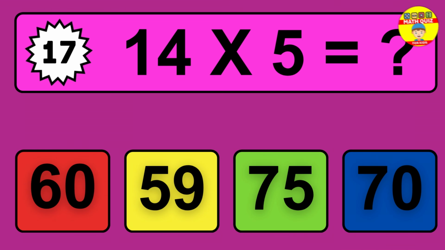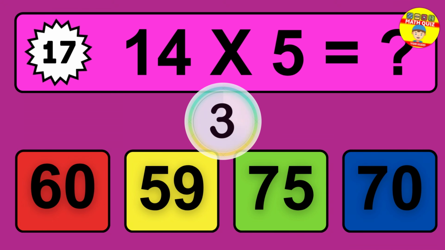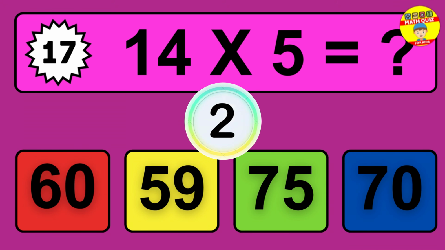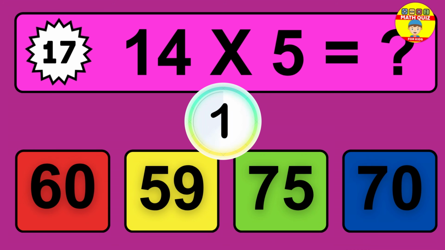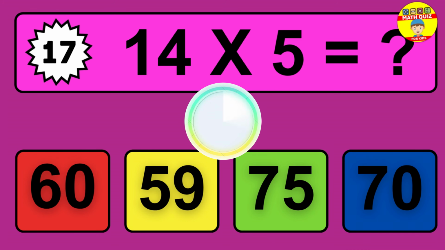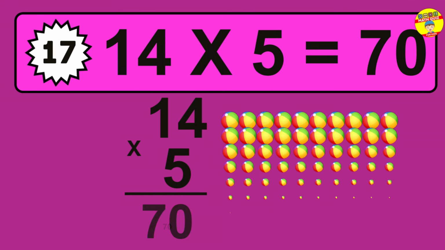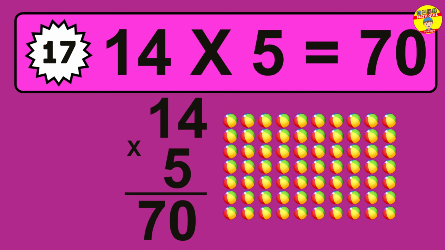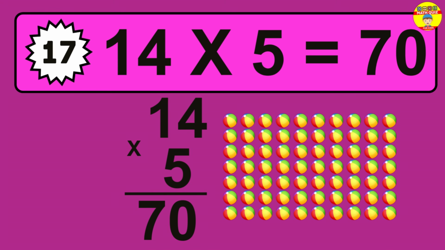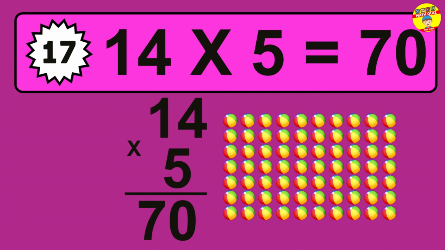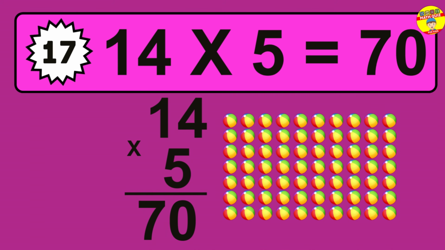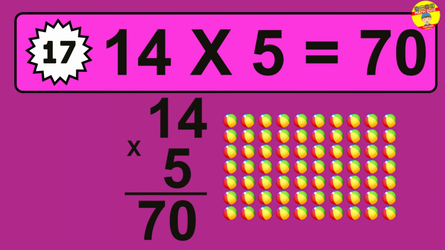Question 17. 14 times 5 equals what? So, the answer is 14 times 5 is 70. To calculate, we have 14 groups with 5 balls each one. So, how many balls do we have? 70 balls.